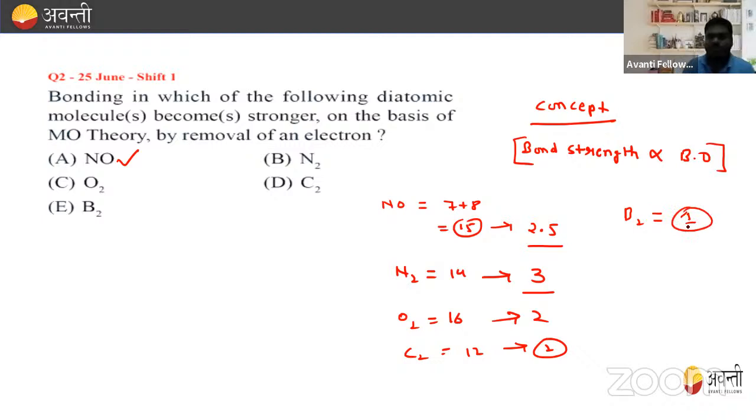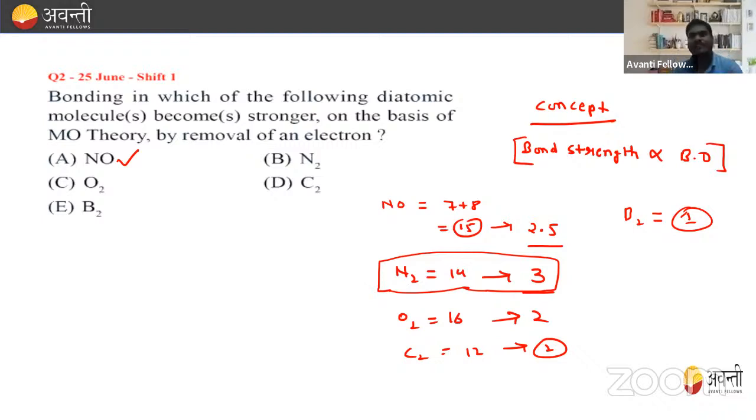So out of these 5, which has the more bond order? N2 has the more bond order. What does it mean? It means it has the highest bond strength. So out of the following, which one has the highest bond strength? Yes, N2.